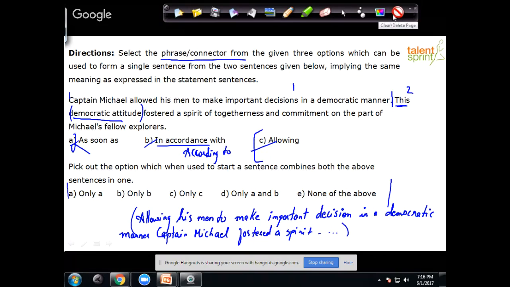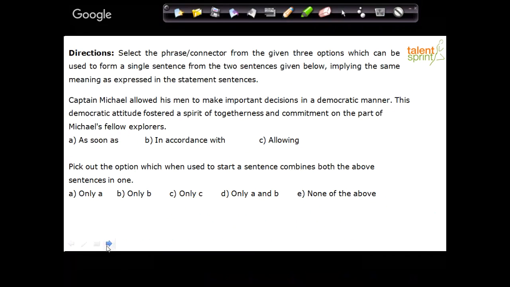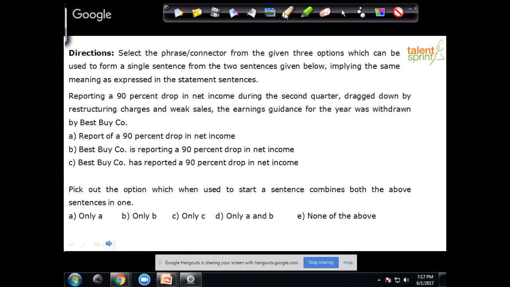Yes. Are you following? Let's take a look at, I think we have some more questions on this. We'll see. Let's look at this. The same thing. Select the phrase connector from the given three options which can be used to form a single sentence. Same direction. Nothing different.